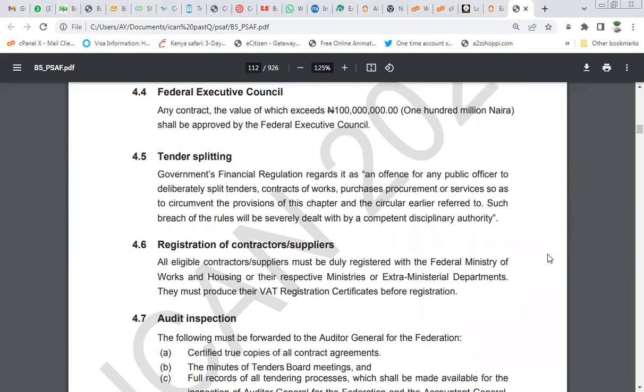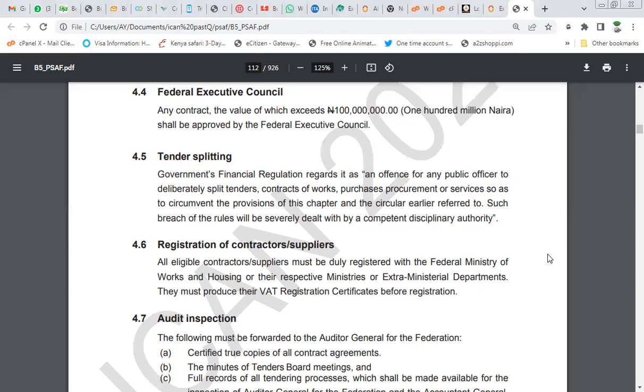Now, tender splitting. Government financial regulation regards it as an offense for any public officer to deliberately split tenders, contract of work, purchases, procurement, or services so as to circumvent the provisions of this chapter and the circular earlier referred to. Such breach of this rule will be severely dealt with by a competent disciplinary authority. Tender splitting simply means that, for instance, you want to award a contract of, let's say, 20 million. And instead of awarding that contract to an individual, you now split the contract into maybe 5 million in four places. That's tender splitting and is a criminal offense.